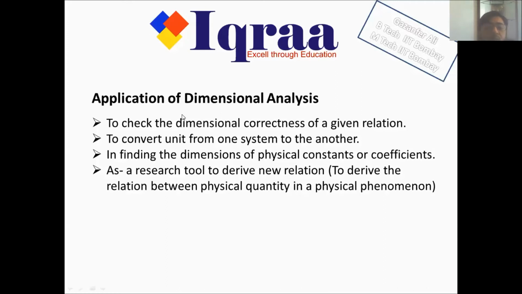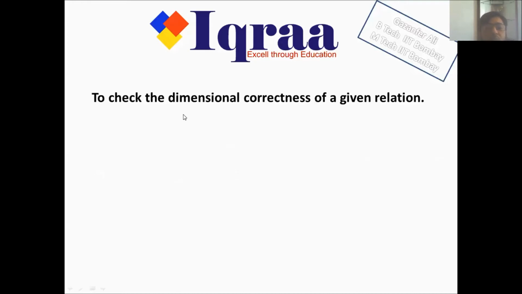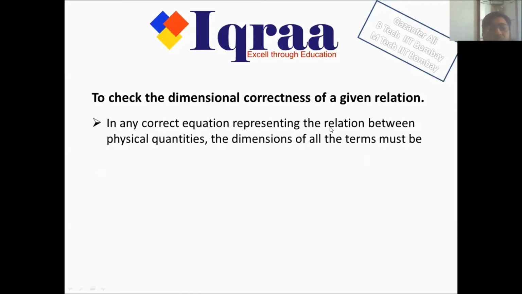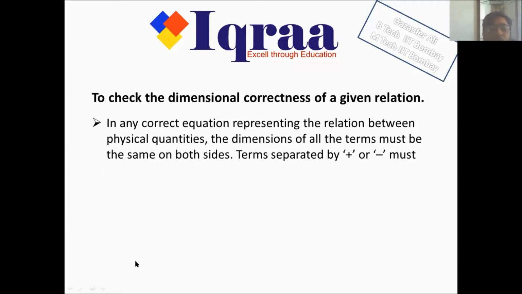Okay, so let's now come to the simple applications, and the first is to check the dimensional correctness of a given relation. In any correct equation representing the relation between physical quantities, the dimensions of all the terms must be same on both the sides. Terms separated by plus or minus must be of the same dimension. That is basically what comes from the law of homogeneity.